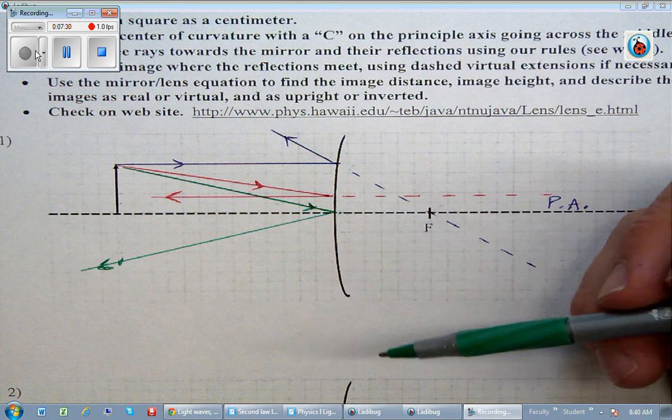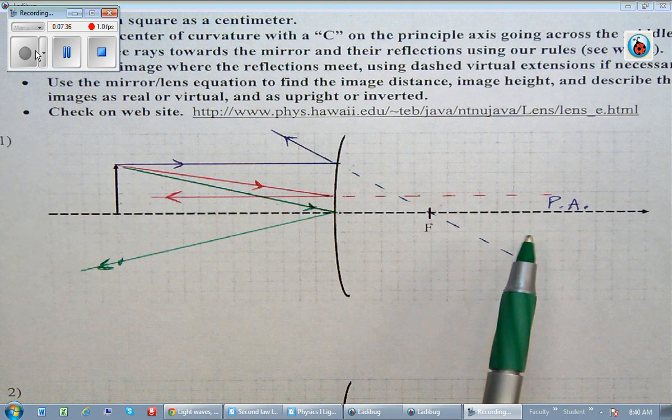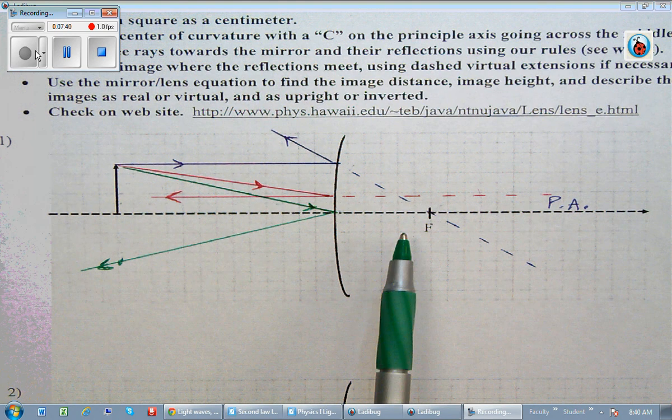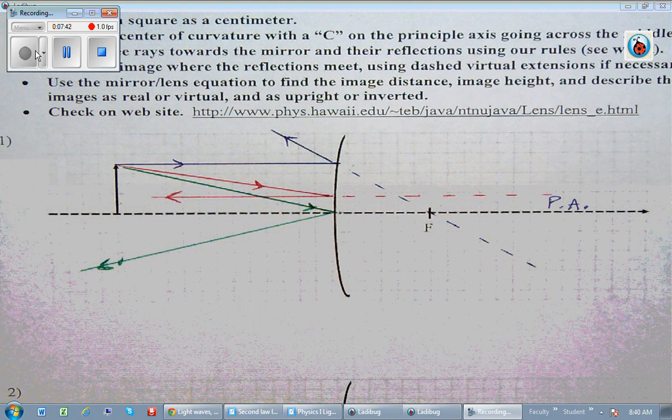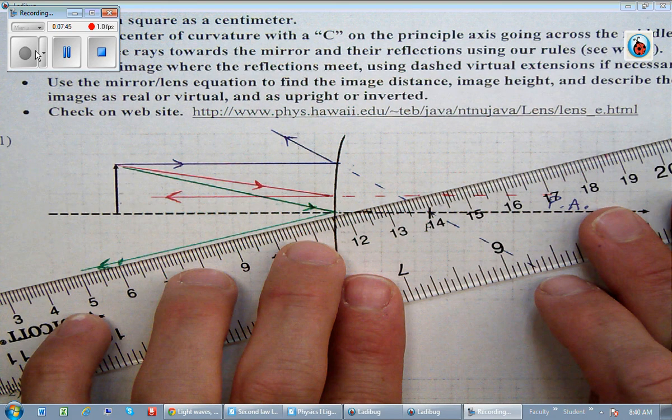Okay, this is the only light ray that we can really see the law of reflection applied because we have a dashed line here that is not only the principal axis, it's also a normal line for that particular light ray. So now as before, I'm going to extend that reflected ray back here.